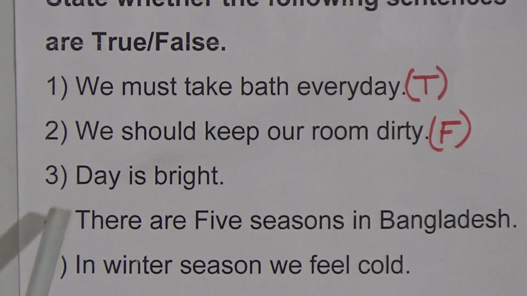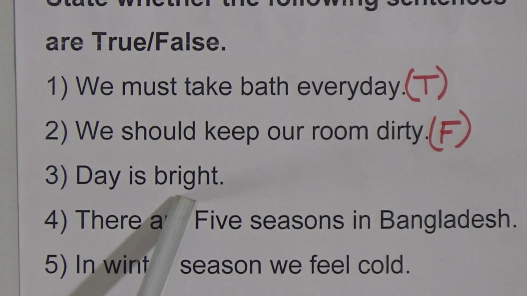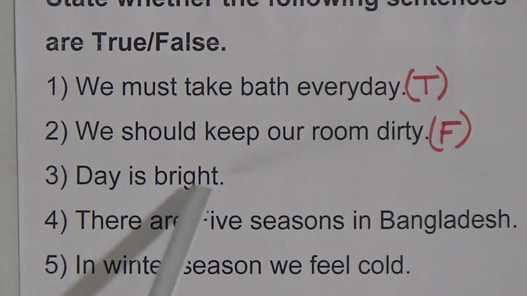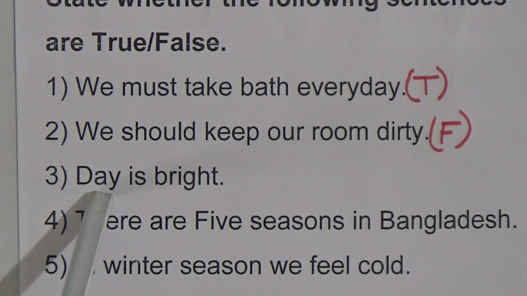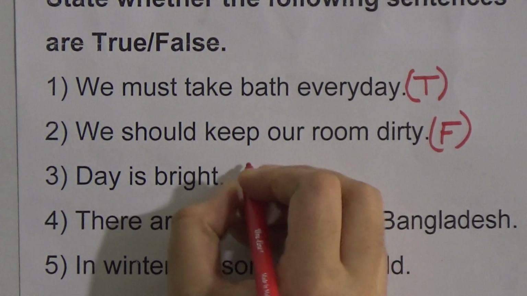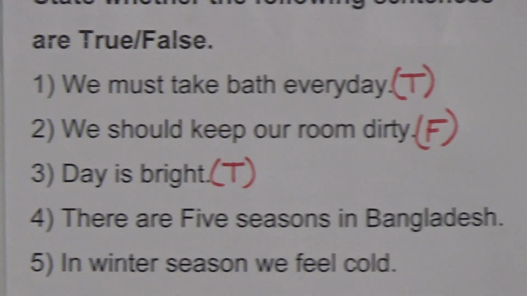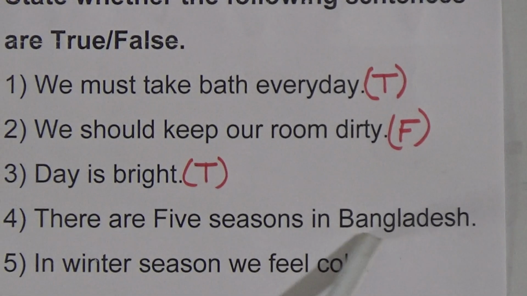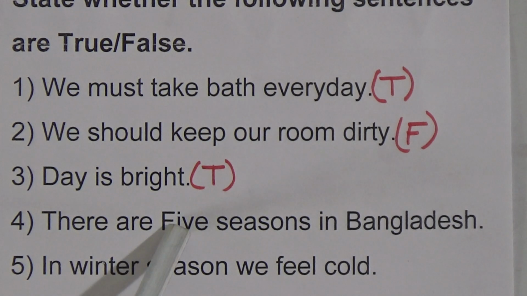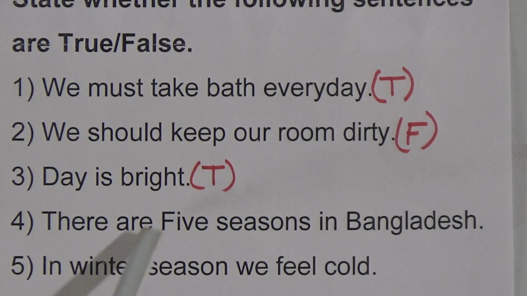Number 3 here is day is bright. Yes, day is bright and night is dark. So this statement is true. So we will write here true T. And 4 number is there are 5 seasons in Bangladesh. Are there 5 seasons? No, there are 6 seasons in Bangladesh. So this statement is false. So we will write here F.